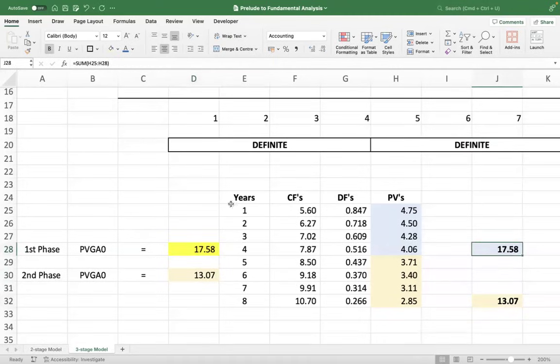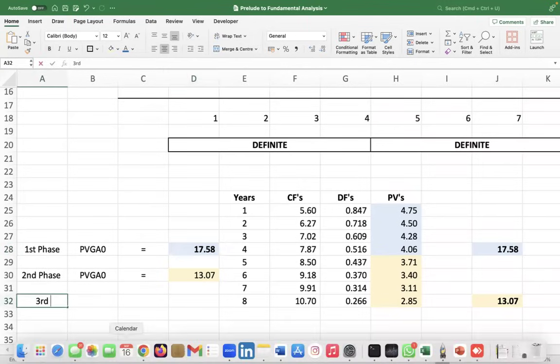I'll tell you. Because this PVGA in the second phase starts from the beginning of the 5th year, the end of the 4th year. So it will be PVGA 4, not PVGA 0. So that is the present value of growing annuity at the end of year 4. But you have to bring it now to time 0. So you'll have to again discount it by multiplying with the 4th year discounting factor.